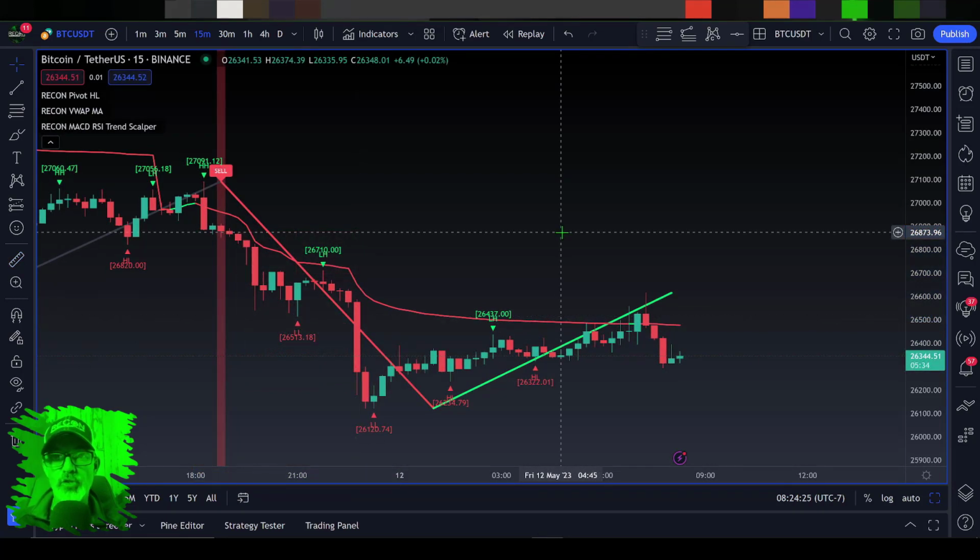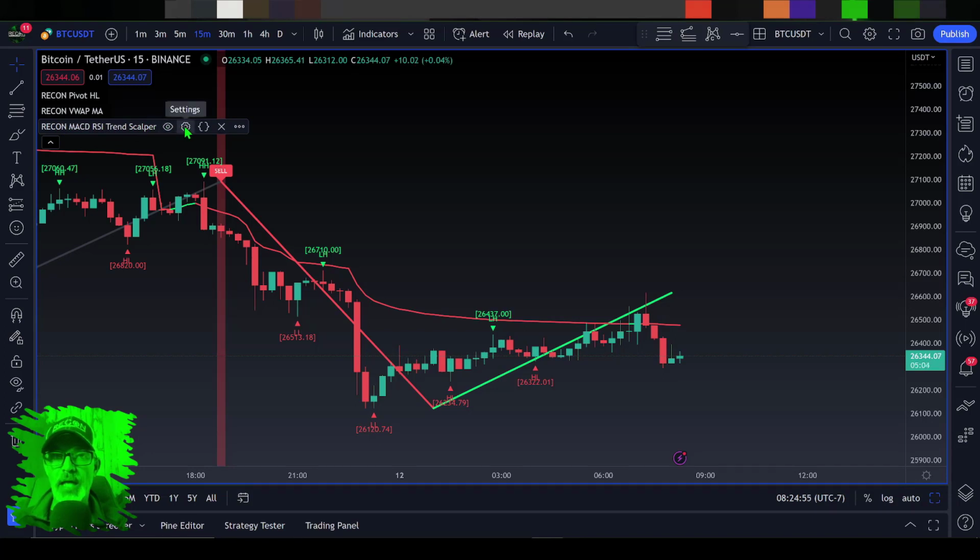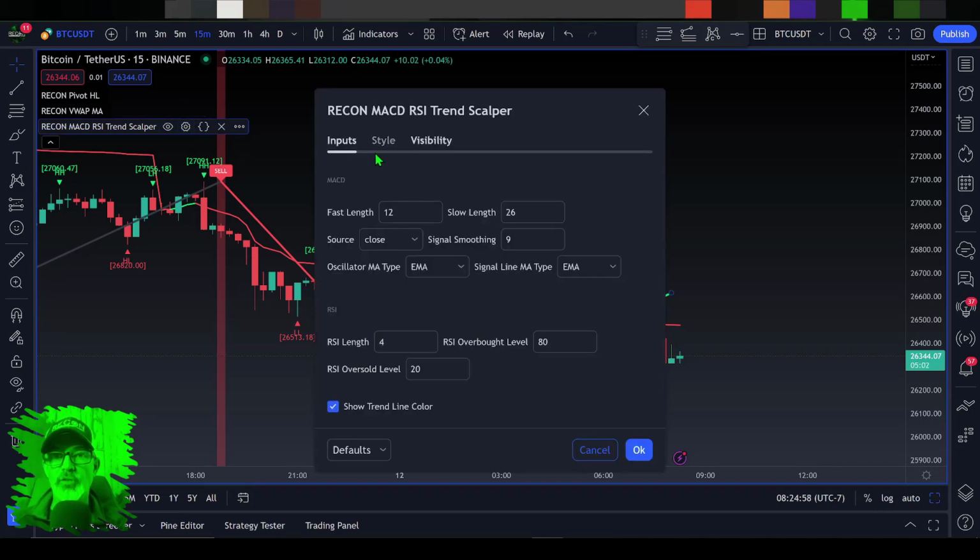Now, what I just showed you on those last two trades are basically based on my strategies and the default settings for this RECON MACD RSI trend scalper. But the settings are adjustable, and if you click on settings over here, you can adjust the MACD settings and the RSI settings. For the MACD, you can adjust the fast length, the slow length, the signal smoothing, and which moving average you actually want to use. You can choose between SMA or EMA. And then for the RSI, you can adjust the length, overbought and oversold levels.